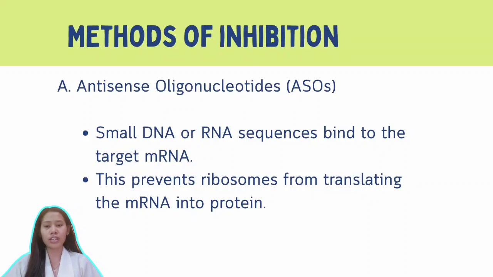First is the ASOs. ASOs bind to mRNA and prevent translation. ASOs attach to the mRNA and block it from the cells. A real treatment that uses ASOs is Spinraza, a drug for spinal muscular atrophy. It helps correct the SMN protein levels by blocking faulty mRNA.